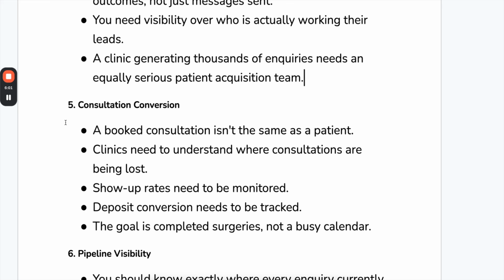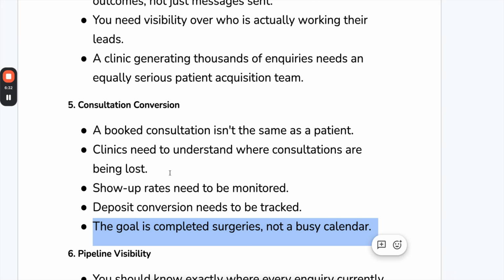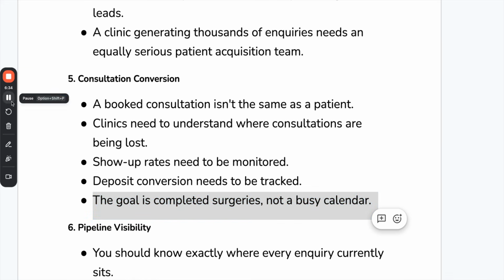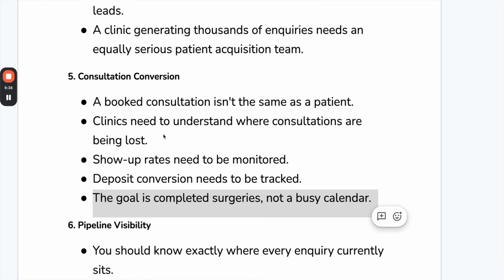And consultation conversion. A booked consultation isn't the same as a patient. Clinics need to understand where consultations are being lost. If you don't understand where the consultations are being lost, you're not going to be able to make up for it. You're not going to be able to put in a system to capture those lost leads. You need to make sure you have those inquiries that are lost and know how to redeem them and how to reactivate them and how to get them back into the system. And the show-up rates need to be monitored. The deposit conversion needs to be tracked. And also the goal is completed surgeries, not a busy calendar. So we're trying to get as many surgeries as possible, not just a busy calendar.